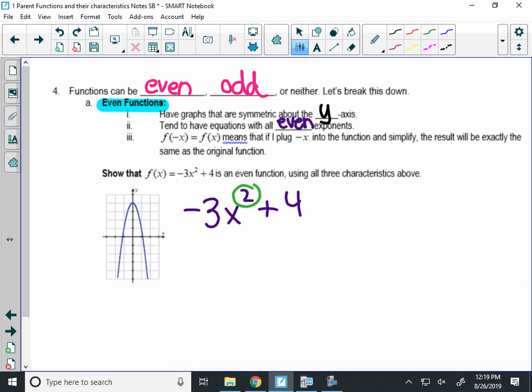And then actually, this is a tricky one. The constant here technically is x to the what power? 0. 0 is considered an even number. So here I have 2 even exponents, which follows the rule, but I have all even exponents. Okay? And then the last one.